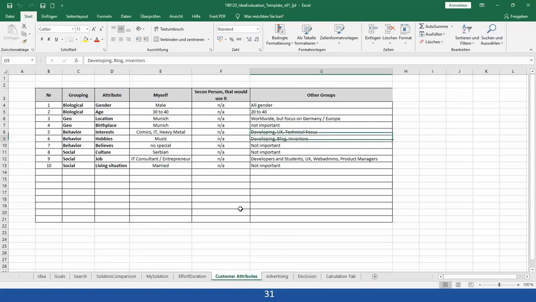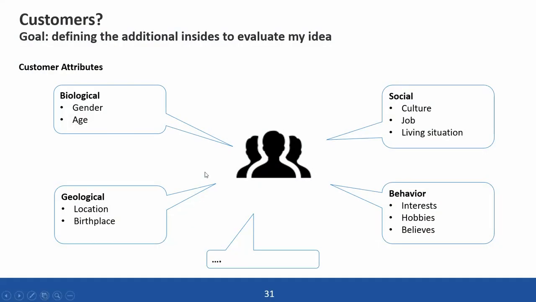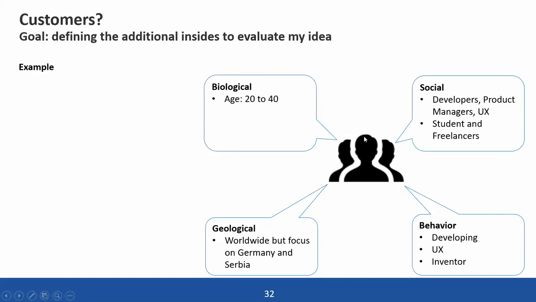I think the interests and hobbies are very important, because people who are developing have something to do with apps or a technical focus or UX. That could be a really good target group. Beliefs and culture, I think, are not important, and the job is really important. Developers, UX, web admins, product managers, and students in these fields are perhaps the most important. And I think whether you're married or not is not important. So I've shown you how easy it is to get your target group. This is my target group here in the end.